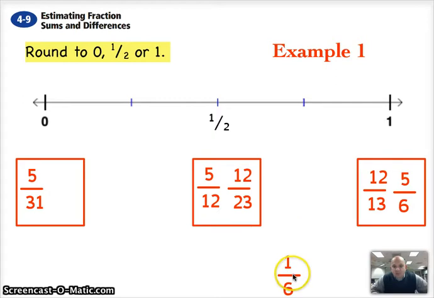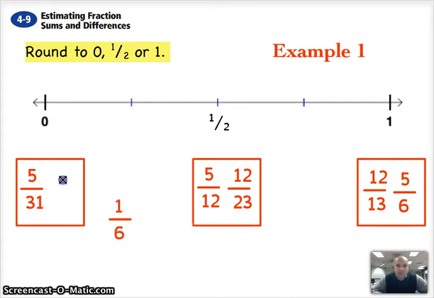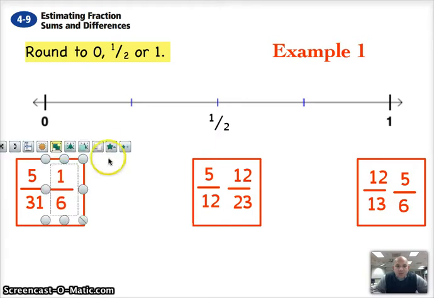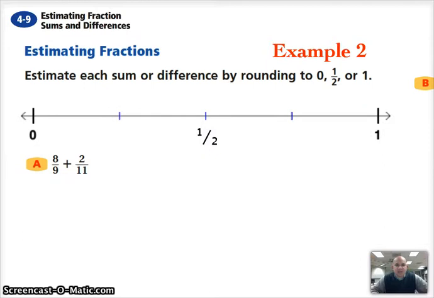And then finally 1/6. 1/6 is pretty close to 0. That's closer to 0 than it is to 1/2. Why? Because 1 is certainly a further distance away from 6 than any of the other numbers that you can place in the numerator. All right. Moving on to the second example.